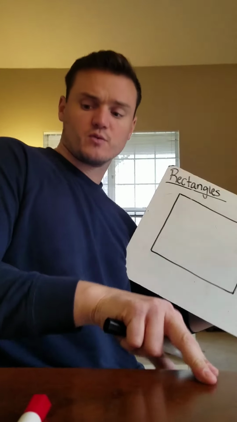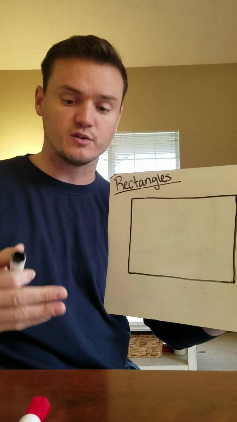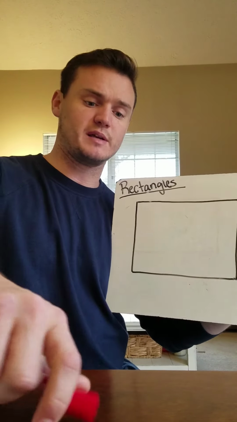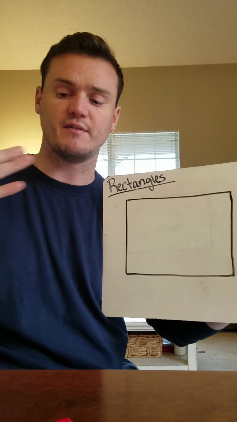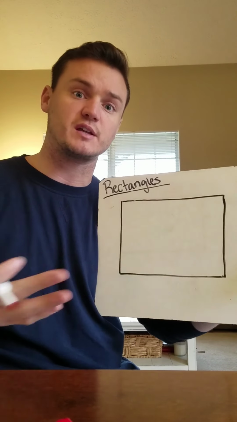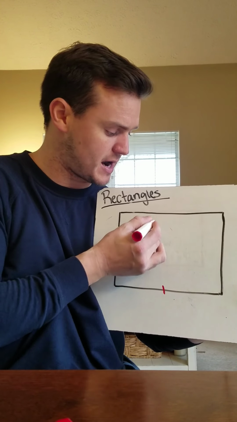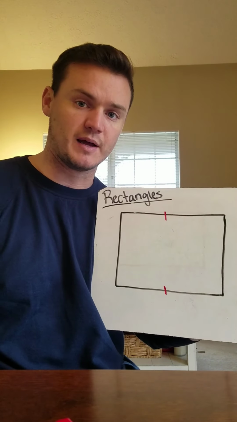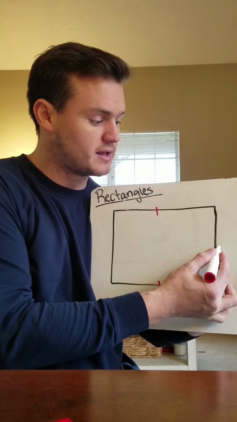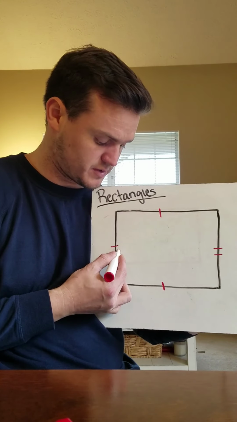So rectangles are still parallelograms. Because they're still parallelograms, they have all those same features of parallelograms. If you can think back to last week, parallelograms means that both of the sides that are opposite of each other are the same length, so they're congruent, and the other pair of opposite sides are also congruent.